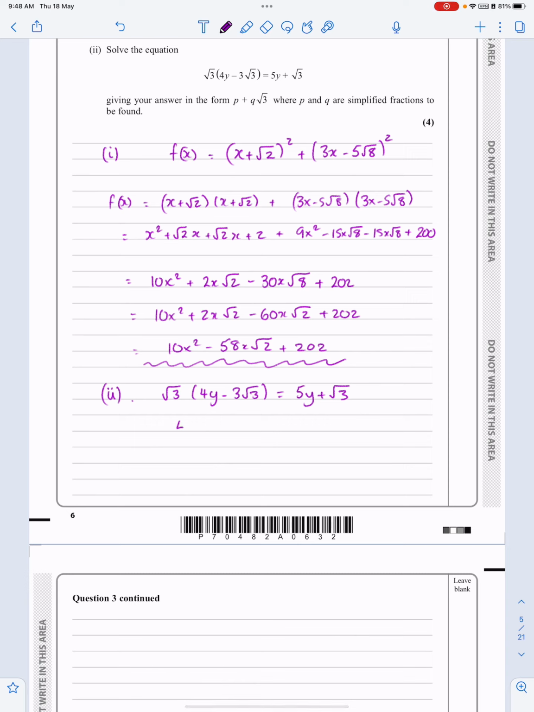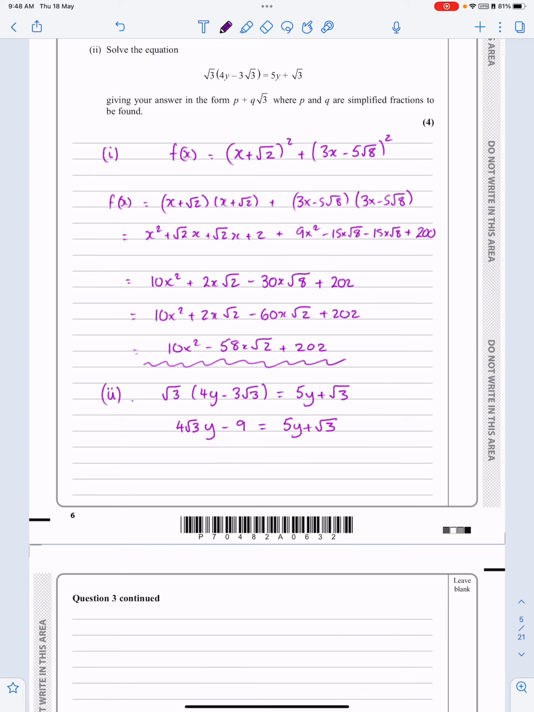So I've got 4 root 3y. I've got minus 3 root 3 times root 3. Do it on the calculator if you need to, but I'd hope that some of you can see that that's just 3 times 3. Nothing to do on the other side, so leave that as it is.